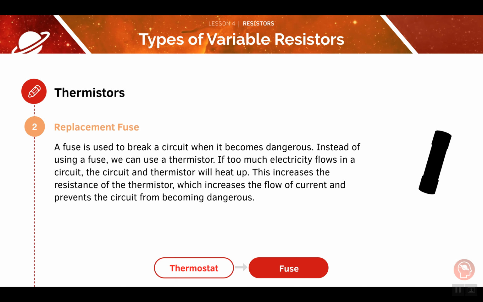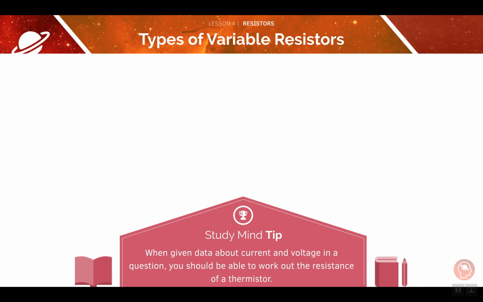A fuse is used to break a circuit when it becomes too dangerous. Therefore, it can prevent an accident. Instead of using a fuse, we could use a thermistor. If too much electricity flows in the circuit, the thermistor will heat up. This increases the resistance of the thermistor, which decreases the flow of current and therefore prevents the circuit from becoming too dangerous. When given data about current and voltage in a question, you should be able to work out the resistance.